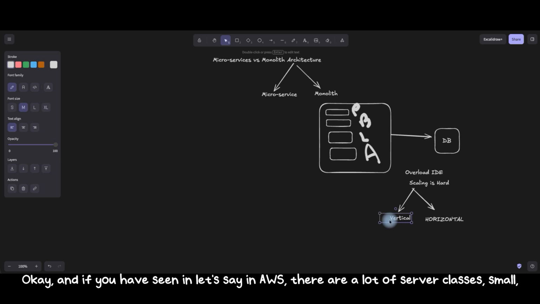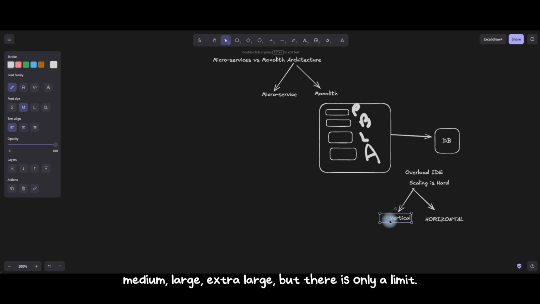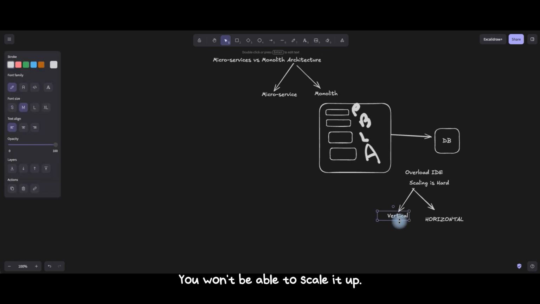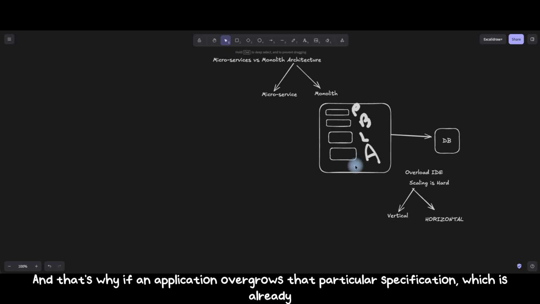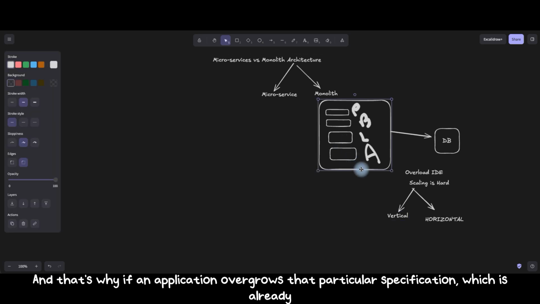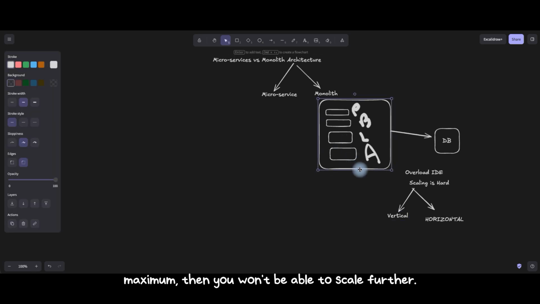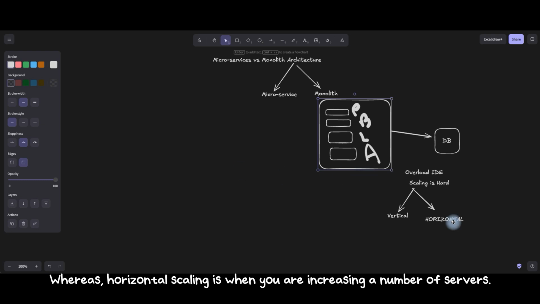If you have seen, in AWS there are a lot of server classes: small, medium, large, extra large, but there is only a limit. You can increase a server size up to a fixed limit. After that you won't be able to scale it up. That's why if an application outgrows that particular specification which is already the maximum, then you won't be able to scale further. Whereas horizontal scaling is when you are increasing the number of servers.